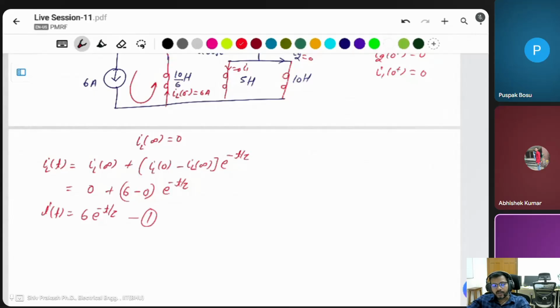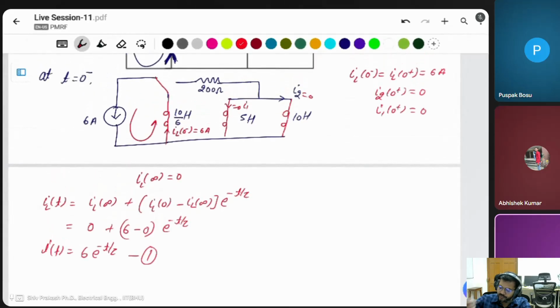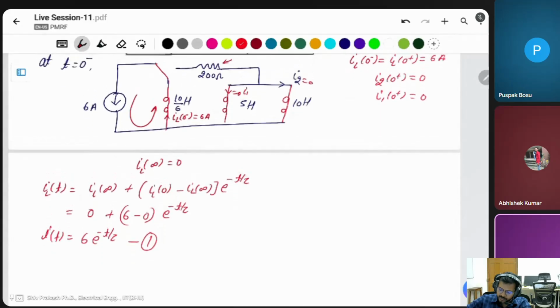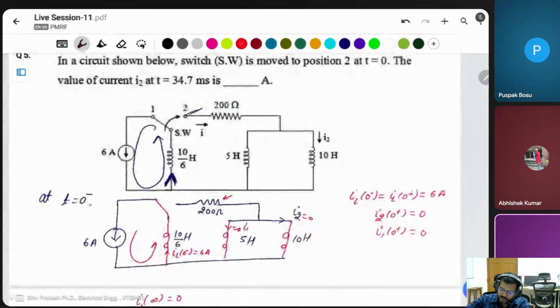Then we have to calculate the tau. How can you calculate the tau? There is more than one inductor, and the resistor is only one. Then we have to find the equivalent inductor seen from this resistor. Then what is the circuit? The whole circuit looks like that. There is no need to draw this one. The whole circuit is this one after t is equal to 0.